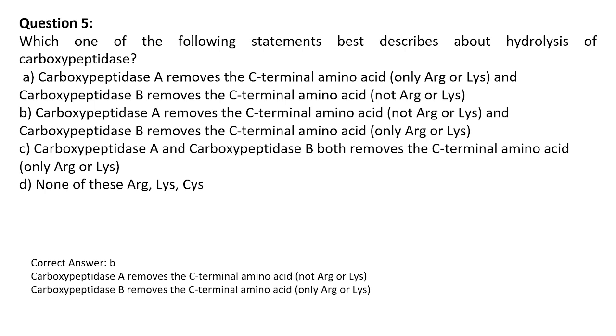The cleavage site of carboxypeptidase A: it removes the C-terminal amino acid if it is not arginine or lysine. Carboxypeptidase B removes the C-terminal amino acid only if it is arginine or lysine. So these are the two facts for the carboxypeptidase enzymes. So which statement is correct in this case? Just match with these two things and let us know.